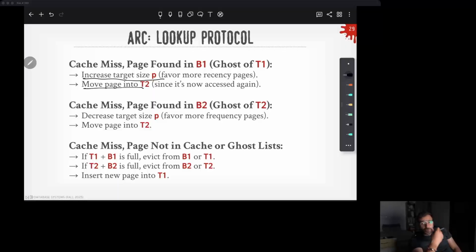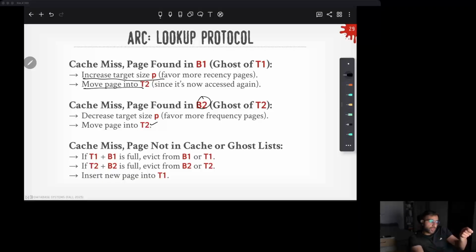Now let's assume that you did not find the page in B1 as well, and you went to B2. So what if you found the page in B2? What that says is that particular page should have been in the frequency list, in T2. So you decrease the parameter P to favor that particular list T2, and you increase the size of T2. So you move the page back to T2 because you are accessing it again. So as you can see, whenever you are accessing a page, you're porting the page back to T2.